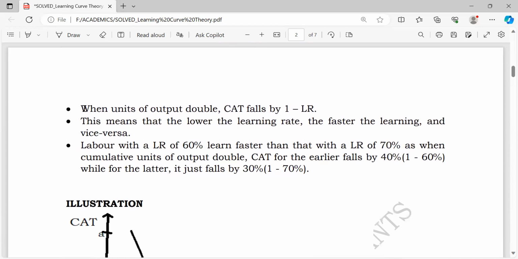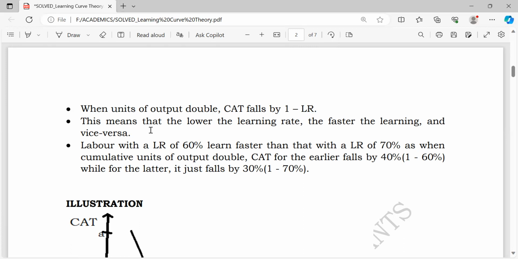Okay, so when units of output double, cumulative average time falls by. So to know exactly that proportion or fraction or percentage by which the cumulative average time falls when units of output double, this is the exact number: 1 minus learning rate. So let's say I have produced 4 units, then they have doubled to 8. If at first, let's say I used 10 minutes, but now I've used 8 minutes, then you can determine your fraction by which the time has actually decreased, right? So you determine it by taking 1 minus learning rate.